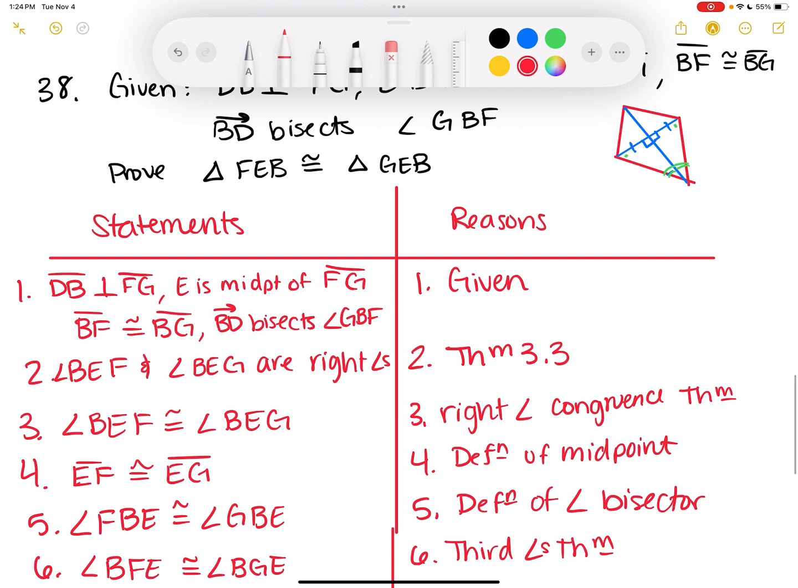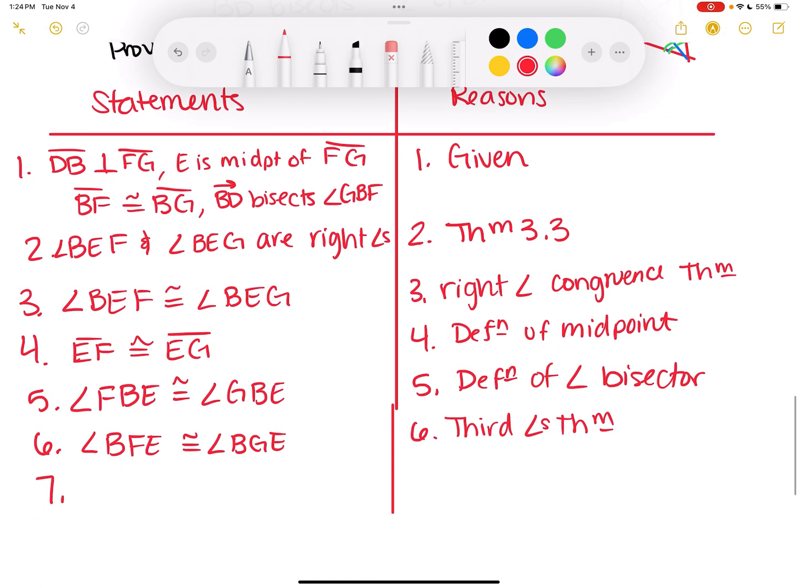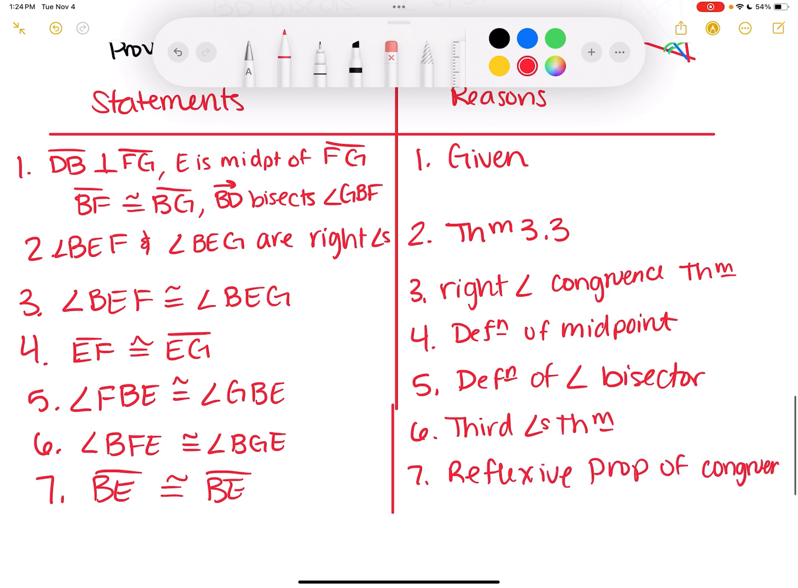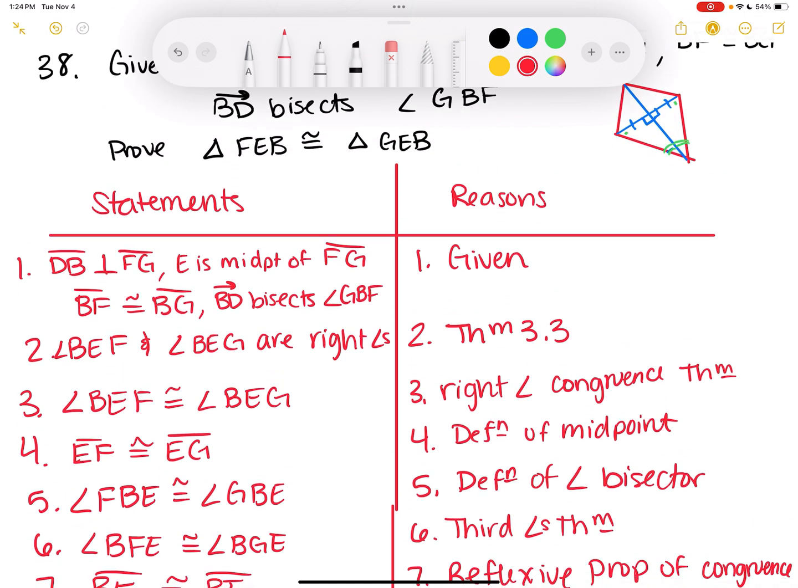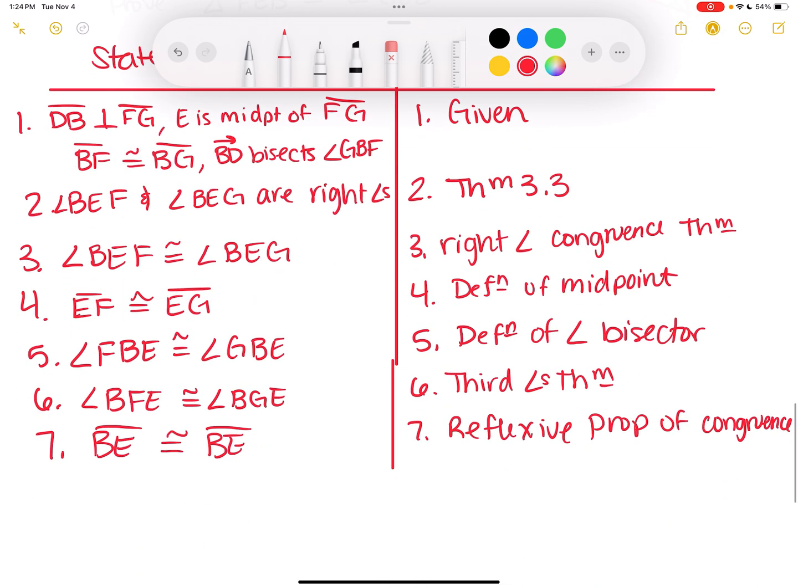Then I know that these share a side, so by the reflexive property, BE is congruent to BE. And then ultimately, I've shown that all the sides and angles are the same. So that means that now triangle FEB is congruent to triangle GEB by the definition of congruent triangles.